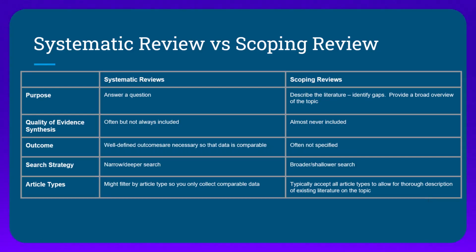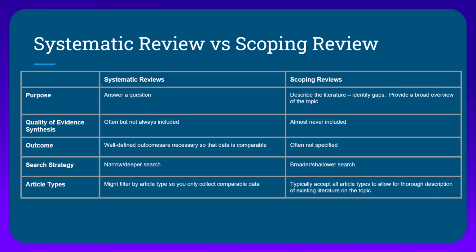On this slide, I show a side-by-side comparison of systematic reviews and scoping reviews. One of the key things that distinguishes systematic reviews from scoping reviews is the purpose of the review. As discussed previously, systematic reviews are performed typically to answer a specific question. Scoping reviews, however, are typically done to describe the literature that exists around a certain topic, to provide a broad overview of the topic, and possibly to identify gaps in the literature which can be the subject of future research. Another difference is that while systematic reviews often include some kind of quality analysis of the included articles, that is almost never done in a scoping review.